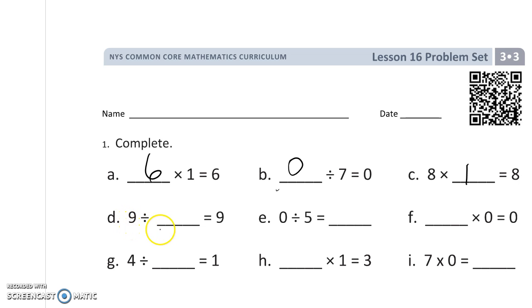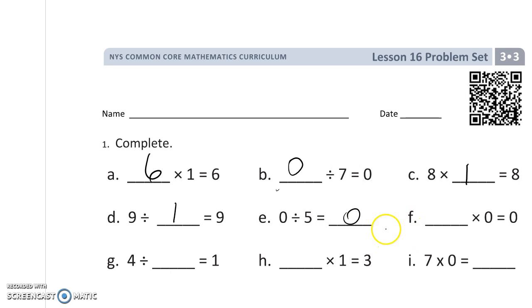9 things divided into how many groups give us 9 in each group? Well, the only answer there could be 1. Or 9 things, putting 1 in each group gives us 9 groups. That's, to me, where it gets a little tricky, like B and D. All right, E is very similar to letter B. If I have nothing, it doesn't matter how many groups or what the size of the group is, I'm going to end up with nothing.